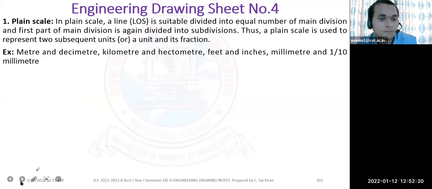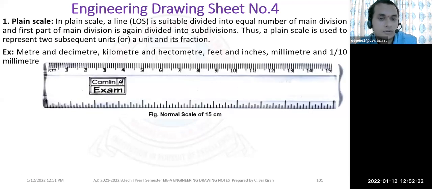Okay. So next thing, this is a normal scale of 15 centimeters. Normal scale is different from plane scale. How the normal scale is different from plane scale, we'll be learning in the next class. So I'm closing the class now.